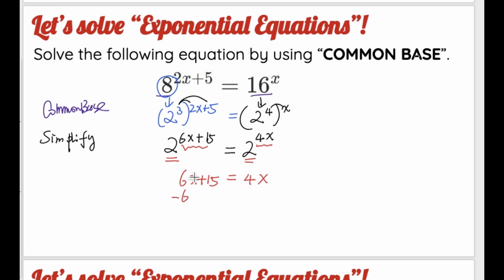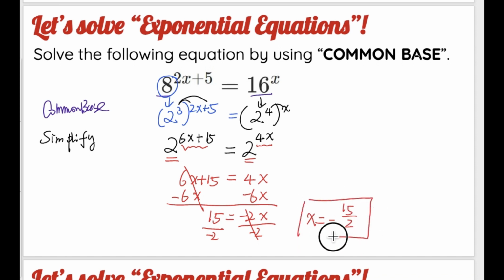Since x is on one side, I just move this x here. Simplify this, 15 is equal to negative 2x, and we just divide by negative 2, and then we get the answer. Again, you can put a negative sign in front, on the bottom, on the top, it really doesn't matter. But that's how we get the answer. So as you can see, instead of working on one side, we actually work on both sides.